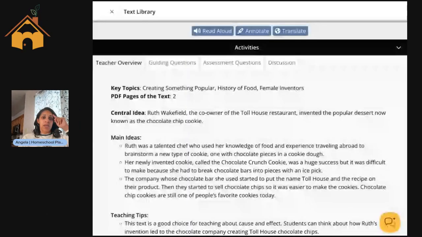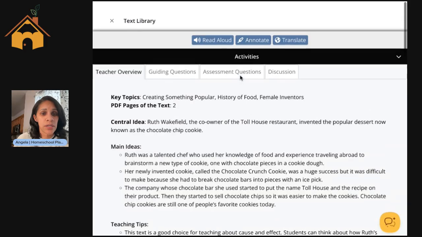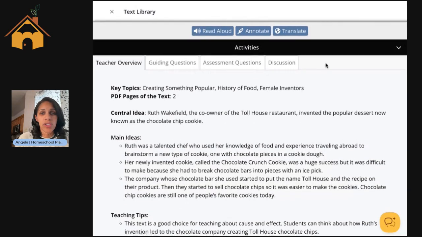Okay, here it is. So I went in CommonLit, and I chose a lesson that is going to teach her the same thing. This one is on cookies. We are a household that likes to bake cookies. It has guiding questions, assessment questions, and discussion questions.